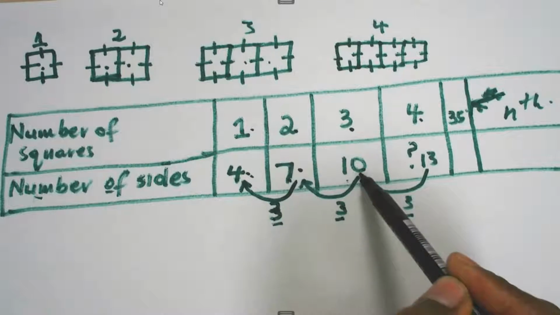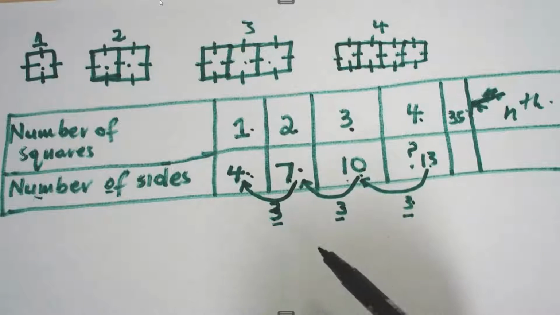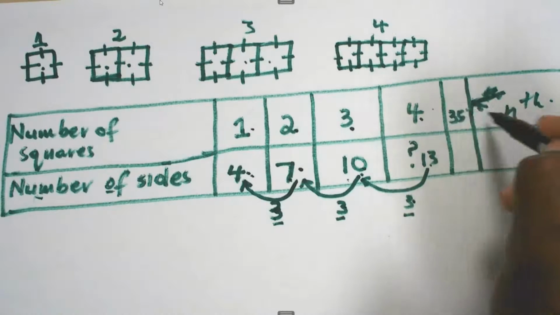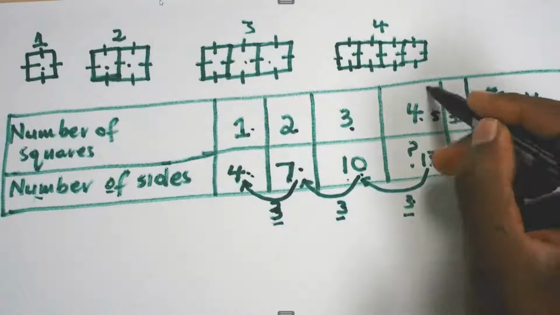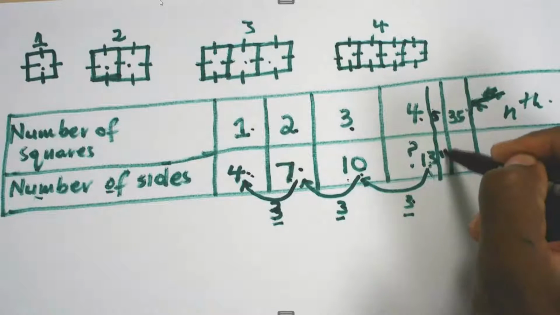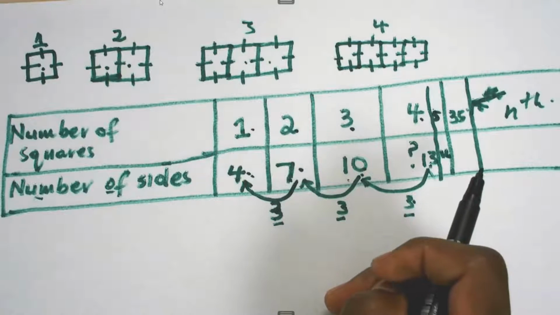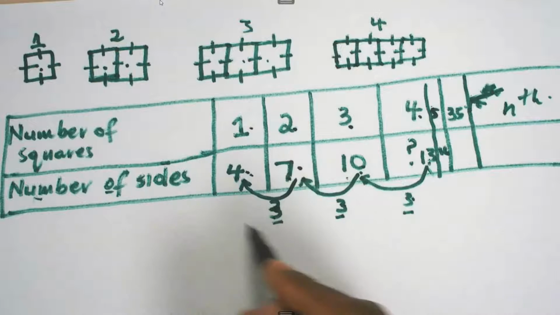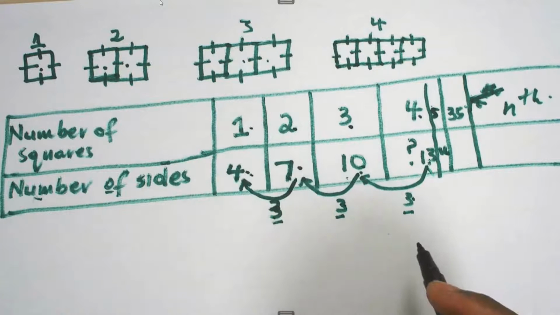meaning that they are constantly adding 3. So if we were asked in number 5 how many sides there would be, we'll just add 3 to 13 and get 16. And even when we draw it, we'll see that there will be 16. But now, how do we create our own equation using this information?